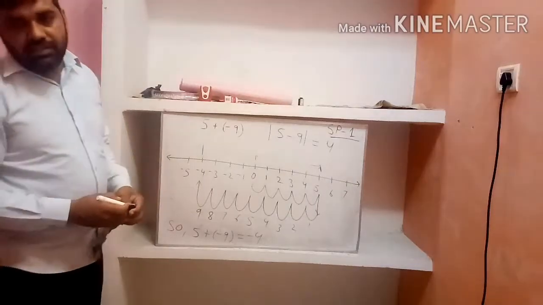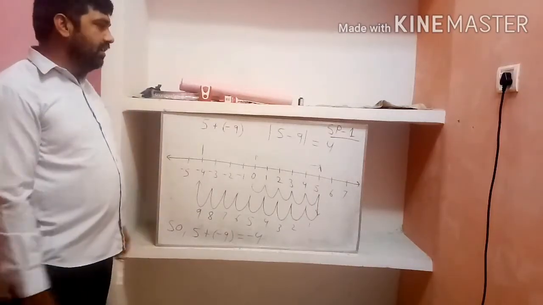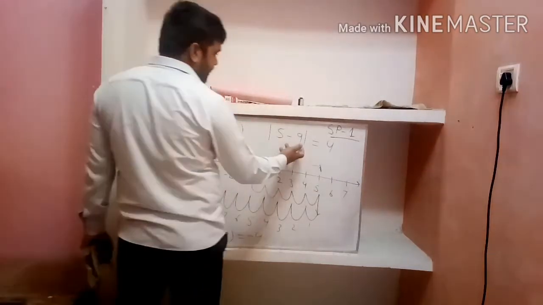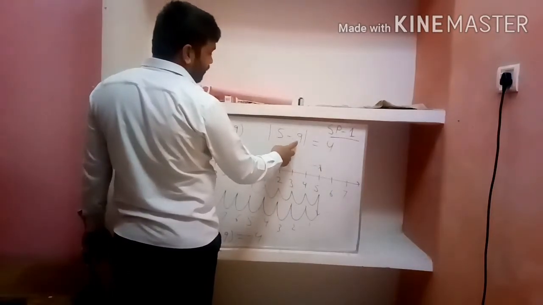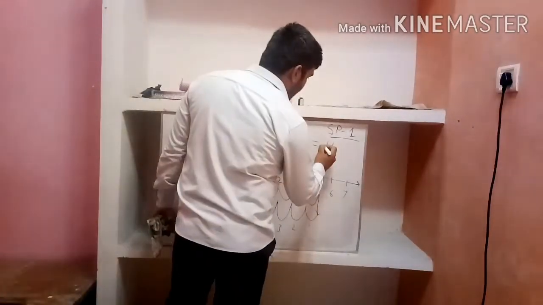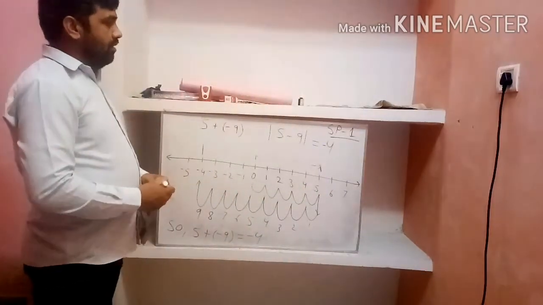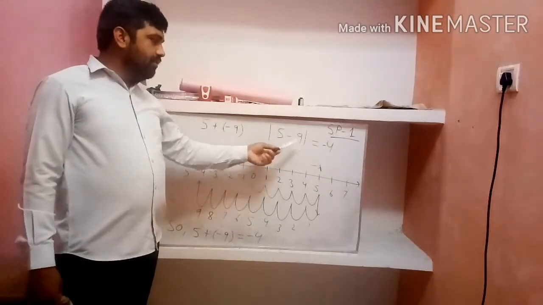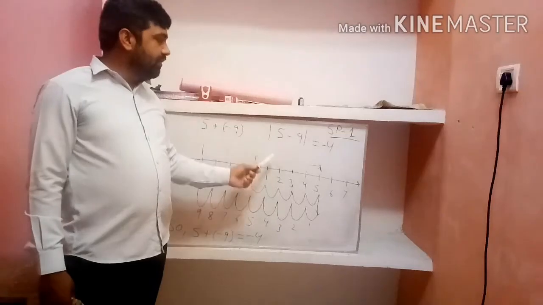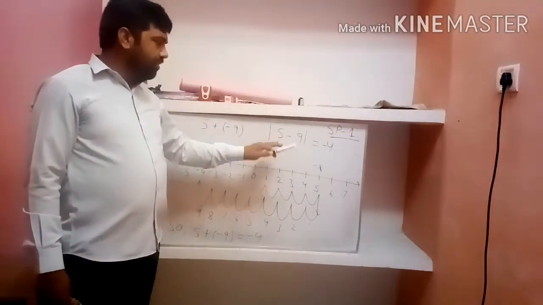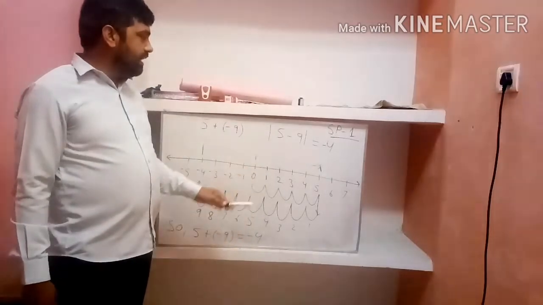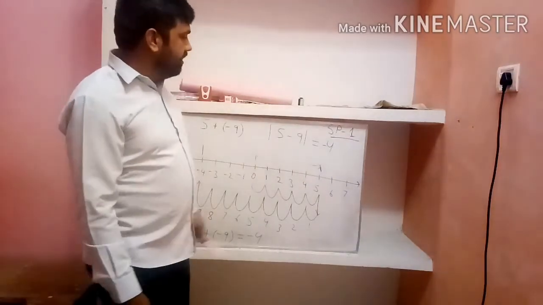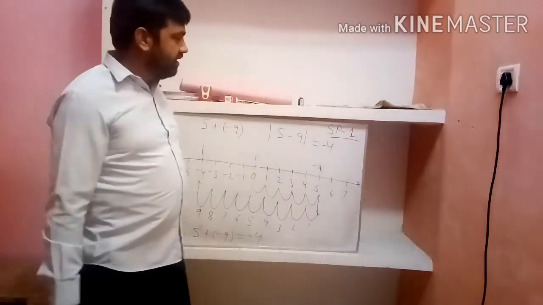Okay, like this. Find the difference of the absolute values and use the sign of the integer with the greater absolute value. So which integer has greater absolute value? Minus 9 has greater absolute value. So use the sign of that integer, which is minus. So here the right answer is minus 4. If the signs of two integers are different, then find the absolute value of their difference, meaning greater minus smaller. Don't consider the sign of the integer, because the absolute value of 5 is 5 and of minus 9 is 9. And put the sign of the greater integer in the result.